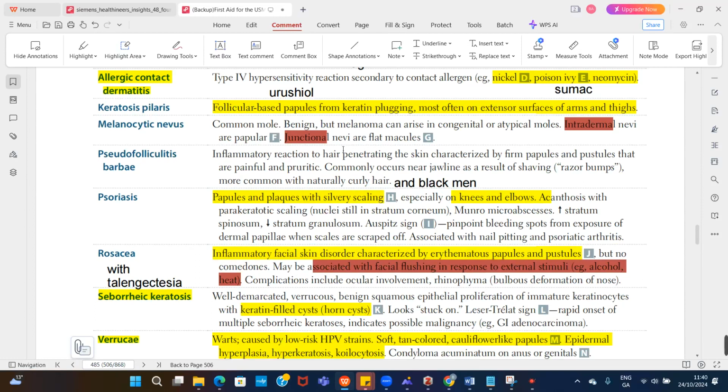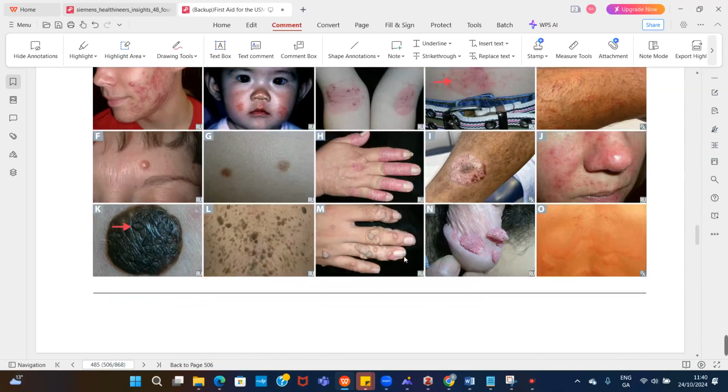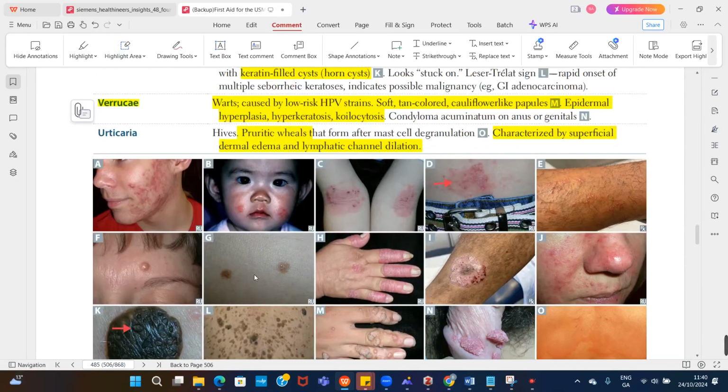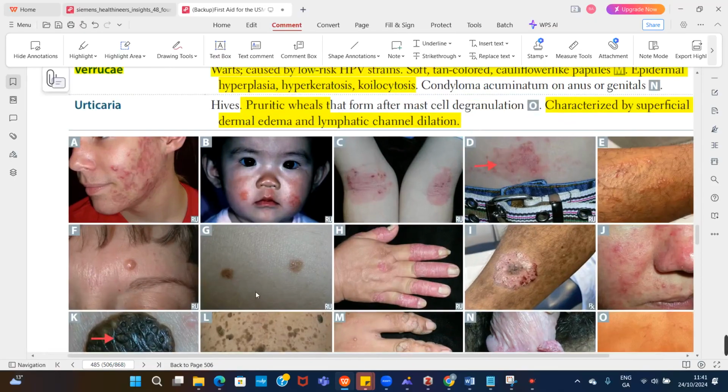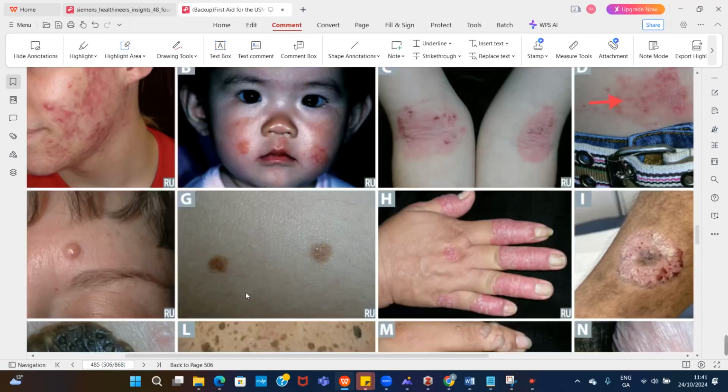Now, we start with the junctional mole or the junctional nevi. It is a form of acquired nevi. What do you see in the question that is going to raise your suspicion for this? It is a flat macule. That's what you need. That's all. Once you see a mole that is a flat macule, that is basically your junctional mole. So this is an example. You can see this mole. This thing looks black, dark. This is how moles typically look.